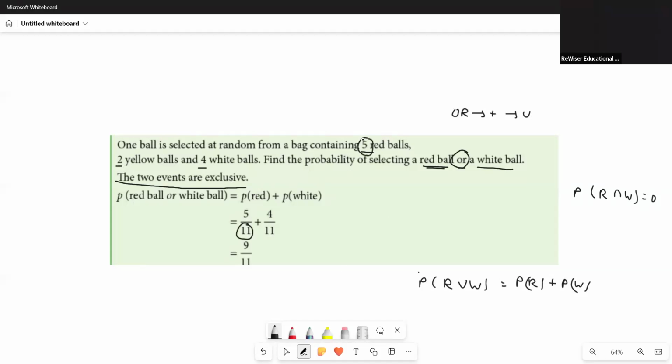And the probability of getting a red ball is 5 by 11 plus 4 by 11. So that's equal to 9 by 11. That's how we use a mutually exclusive thing to calculate the probability. Please note this down. This is very vital.